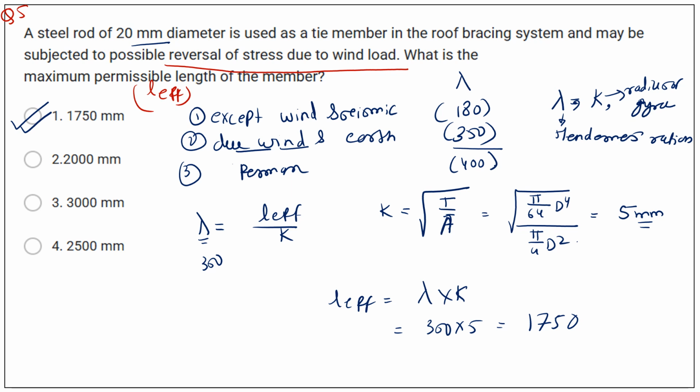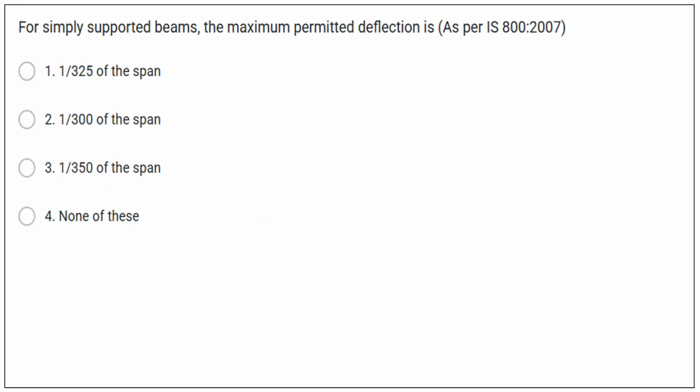Before the next question, to solve these kinds of questions, you need to know the table of slenderness ratio values, the formula for the slenderness ratio, the radius of gyration formula, and the moment of inertia formula. So for this particular question, you require 5 to 6 formulas and one chart to solve it.